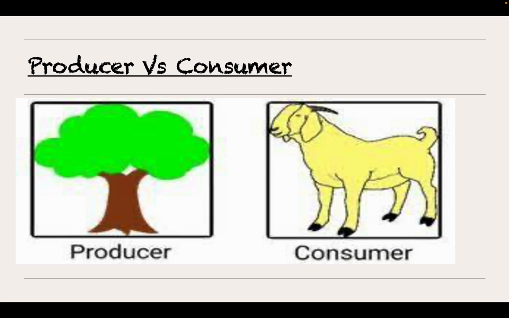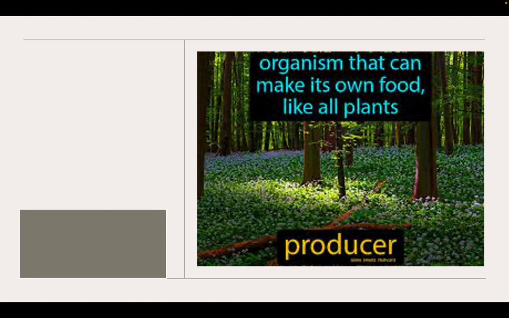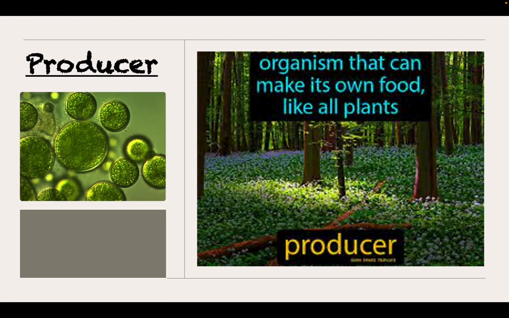Right, you are correct. A producer is an organism that can make its own food, like all plants. However, we also know that algae are also producers. They have similar characteristics like plants, but there are certain differences, like they live underwater and they can be unicellular and multicellular. So plants, green trees and algae are the producers in the world.